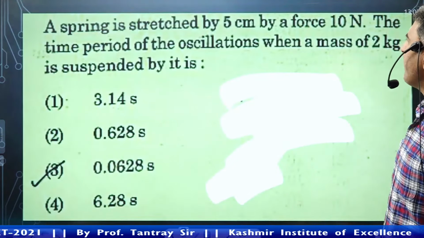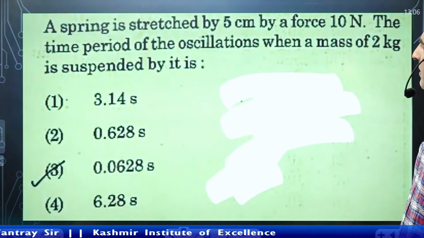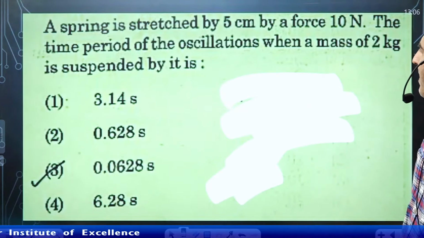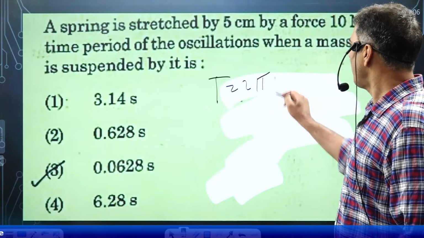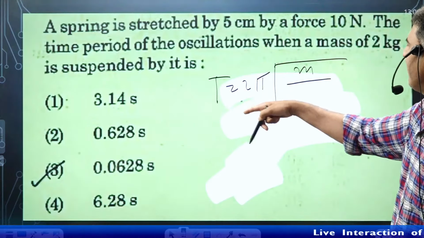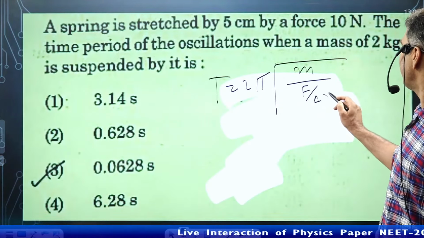The spring is stretched by 5 centimeters by force 10. The time period of the oscillations when the mass of 2 kg is suspended by it is, we know the general formula for time period is 2 pi root of m by k. But k is not given, but k is force by stretch, delta x.